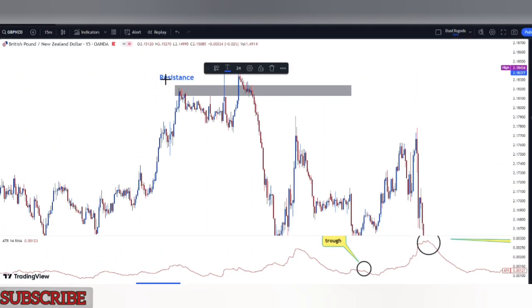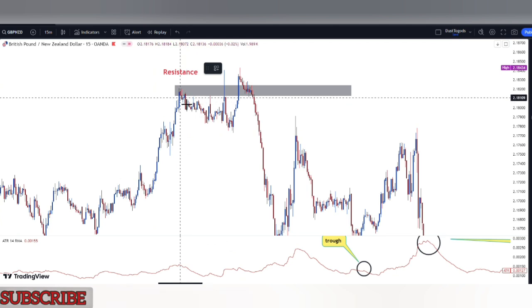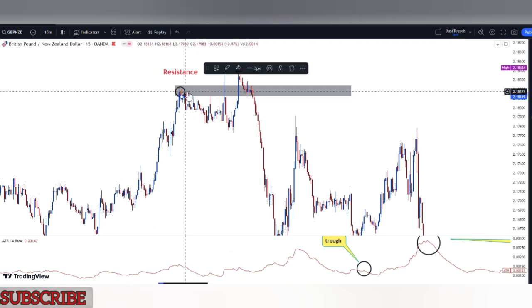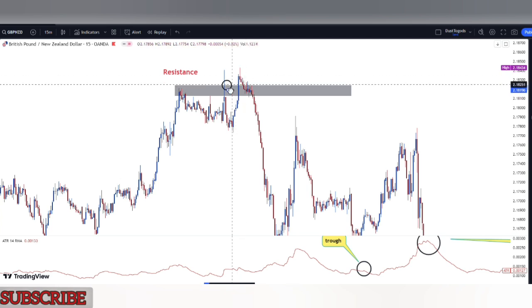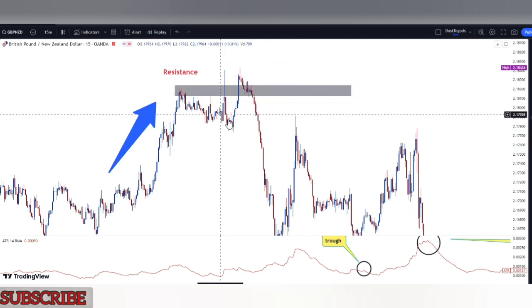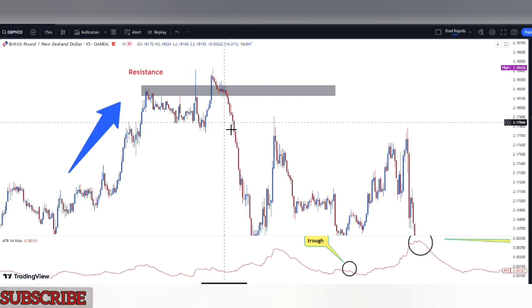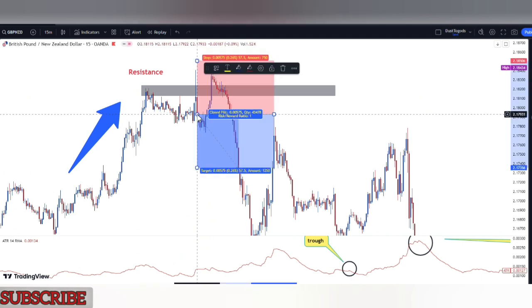Let's check out how it would be with the real charts. With the real charts, this is at resistance. We see a resistance here, and price has been rejecting these areas. This is a strong resistance in this uptrend. There's a rejection here, a bearish candle, and they are placing their sells here.